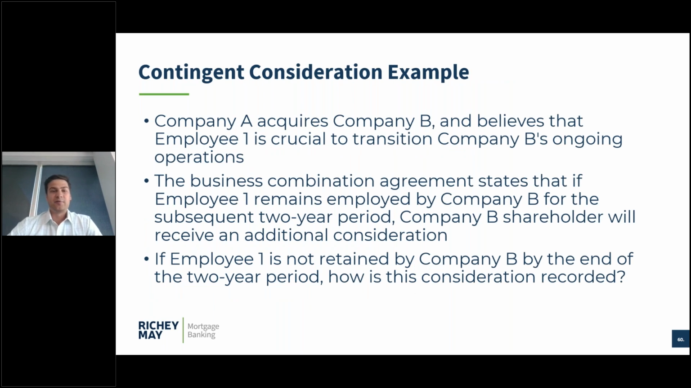So to give you an example, in a business combination, Company A acquires Company B, and Company A believes that Employee 1 of Company B is crucial to transition Company B's ongoing operations. Per the arrangement, Employee 1 is to remain employed for a 2-year period after the acquisition date, upon which Company B shareholders will receive additional consideration. If Employee 1 is not retained by the end of the 2-year period, how is this consideration recorded? Well, as I just mentioned, because the employee was terminated before the date specified by the arrangement, that would be treated as compensation.